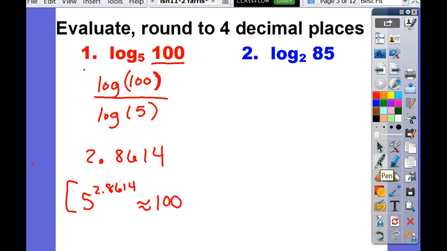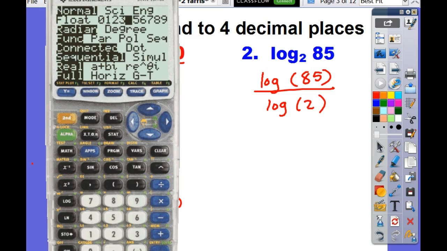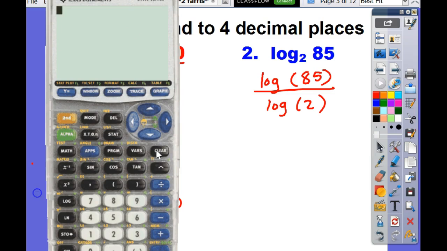Okay, next problem. The log of 85 divided by the log of 2. These logs are base 10 because when the base is not written, the base is 10. The reason I'm changing to base 10 is so that I can use my calculator, because this log button on my calculator is in base 10. So that's the answer.